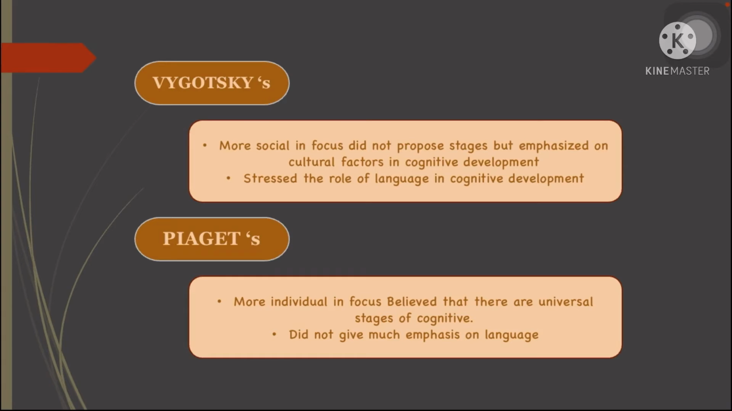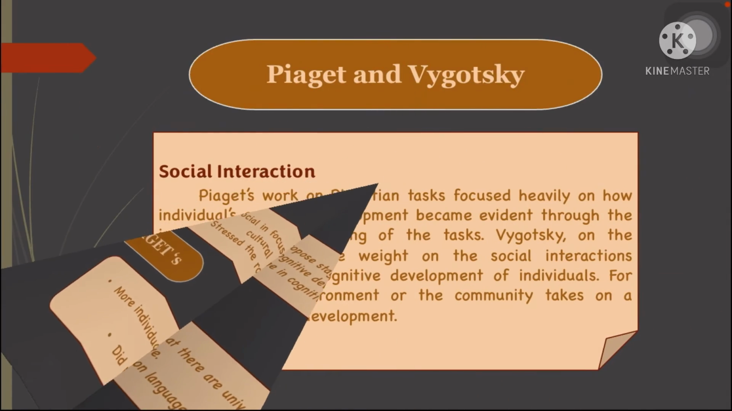Vygotsky, more social in focus, did not propose stages but emphasized cultural factors in cognitive development. He stressed the role of language in cognitive development. Piaget, more individual in focus, believed that there are universal stages of cognitive development, and did not give much emphasis on language.